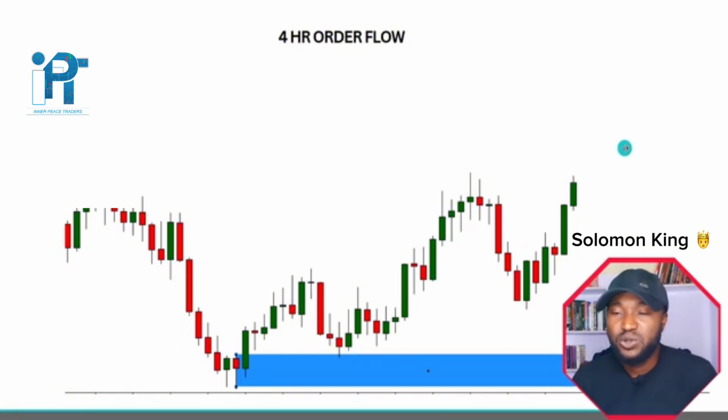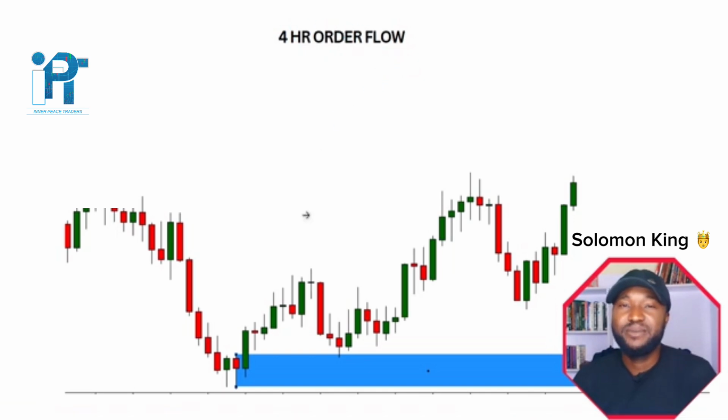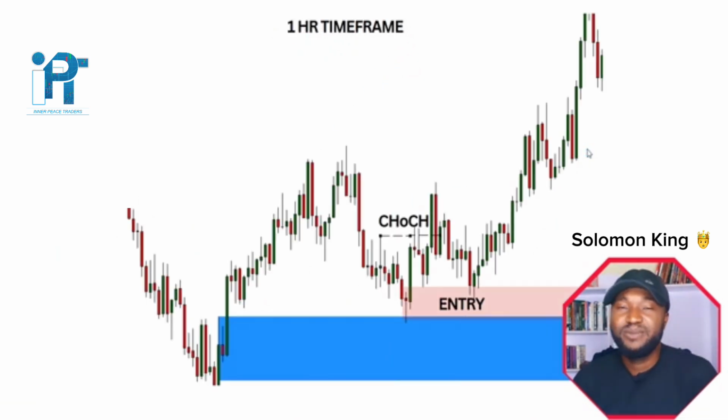We now jump to the lower time frame. This is a 4-hour order flow. Don't forget, it is our time frame of analysis. Then we jump to a lower time frame, that is our 1 hour. That is our time frame of entry. Look at it. The retracement we saw, a lower low, lower high, lower low, lower high, and then we could not make any lower low.